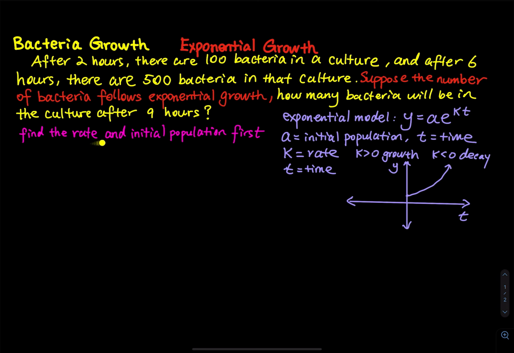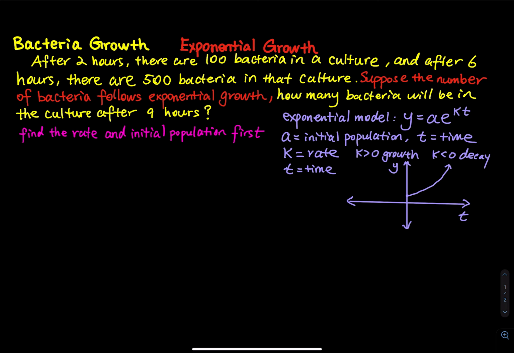I said find the rate and the initial population first. I gave you 2 hours, 100 bacteria, 6 hours, 500 bacteria. I didn't give you how many bacteria there are initially. So that means when time is equal to 0, at the very beginning, how many bacteria are in the culture? I didn't give you that. I want you to find out. So we have to do a lot of work to find out.